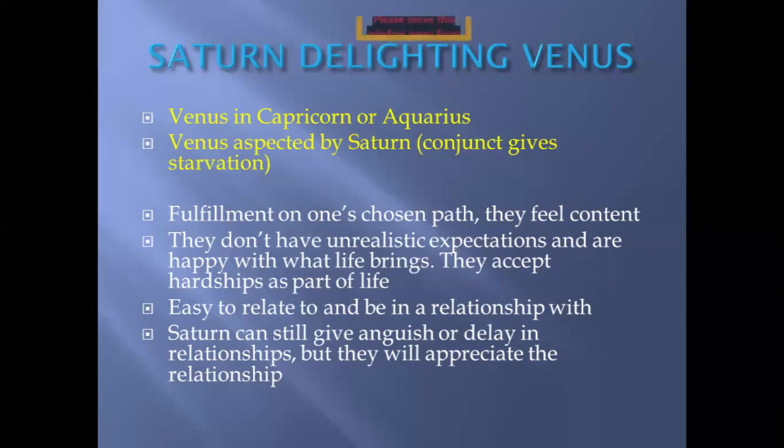So it's quite easy to relate to and be in a relationship with somebody with Saturn delighting Venus. Saturn might still cause a little bit of anguish or delay in relationships, but they will actually appreciate the relationship. They will be very realistic about relationships. So even if there are problems, they will actually work through them and be in the relationships for the long run.